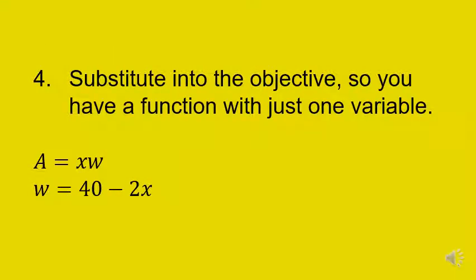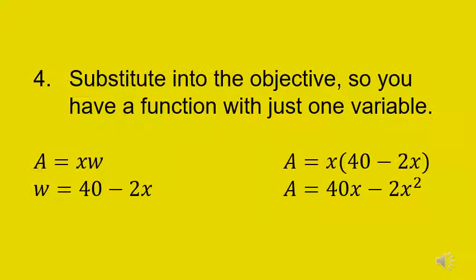Step 4 said to substitute into the objective so that we get a function that just has one variable. Well, our objective said A equals x times w, and we just figured out that w equals 40 minus 2x. So I'll go back to the objective, and instead of w, we'll change that to 40 minus 2x. So when you do that, you get x times 40 minus 2x. You could leave it at that, but it honestly makes it easier if you go ahead and just distribute out the parentheses and make it say 40x minus 2x squared.